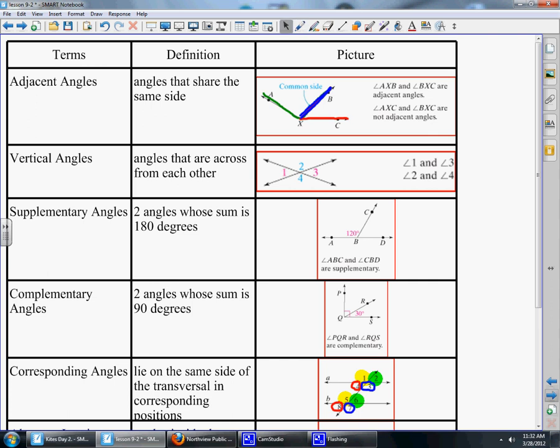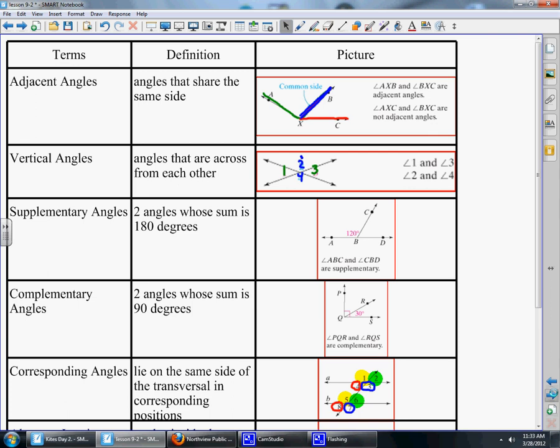Vertical angles are angles that are across from each other when two lines intersect. So these two lines intersect. Angle 1 is adjacent to angle 3. And the thing that we know about angles 1 and 3 is that they are congruent. That means that they have the same measure. Here, angles 2 and 4 are across from each other, angle 2 and angle 4. And those angles are vertical angles, and we know that they are going to be equal to each other as well.